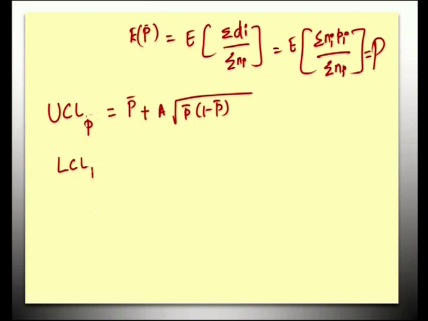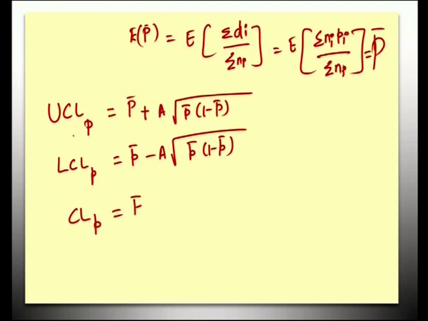LCL of P bar is P bar minus A into root of P bar into 1 minus P bar. This is the P bar value itself, and CL of P bar is P bar itself. UCL of P is equal to P bar, small p only, P bar plus A into root of P bar into 1 minus P bar. LCL of P is equal to P bar minus A into root of P bar into 1 minus P bar, and CL of P is just P bar.